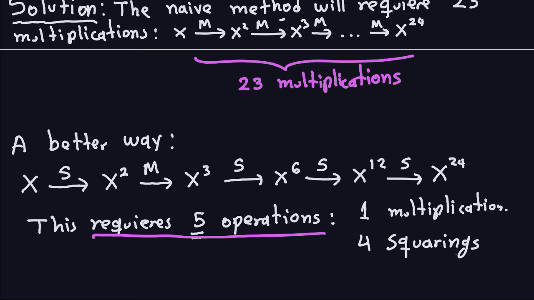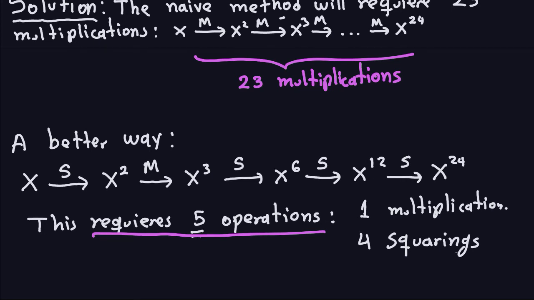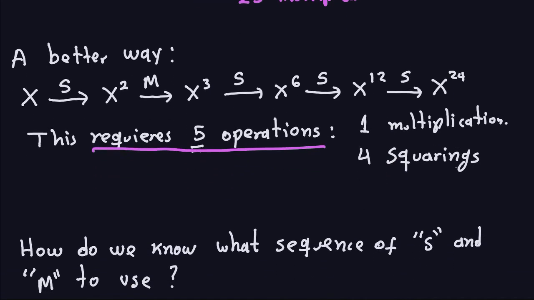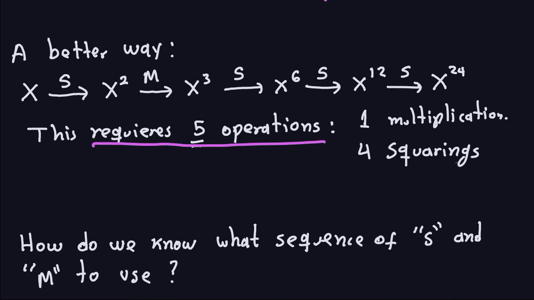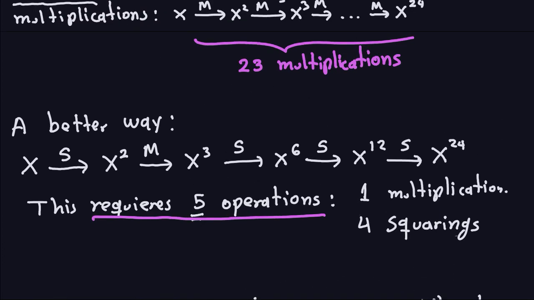Now remember, with each stage I also have another operation, modulo n, which I didn't write down, but it is there. So it requires 5 operations, 1 multiplication, which is this one right here, and the remaining 4 squarings, which are these 4 that you see there. Now the problem is, how do we know what sequence of s's and m's to use? I just gave you the better way, but how do we know which sequence will give me the best way to do it instead of doing it all in multiplications?